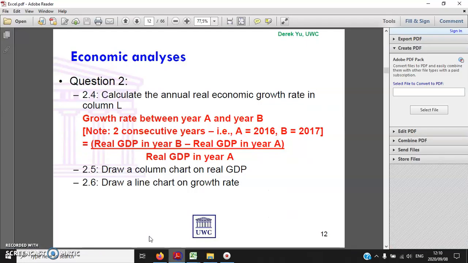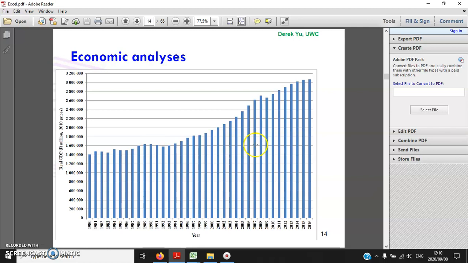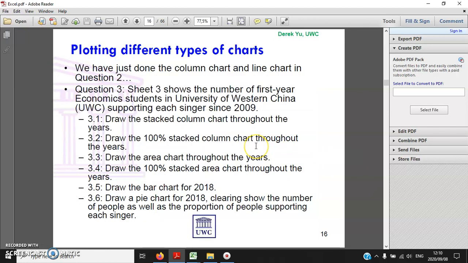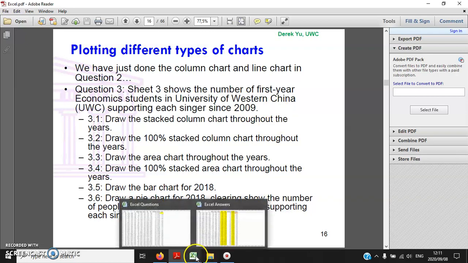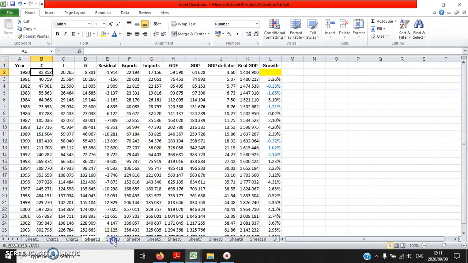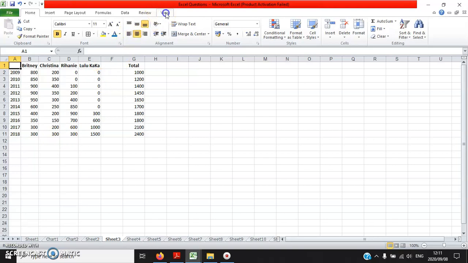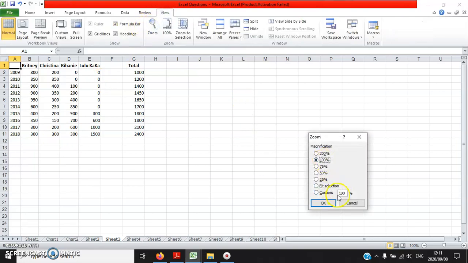Okay, and then we can go back to the question. Then we can move on to sheet 3. Okay, let's look at the data. Maybe I can increase the zooming a bit.